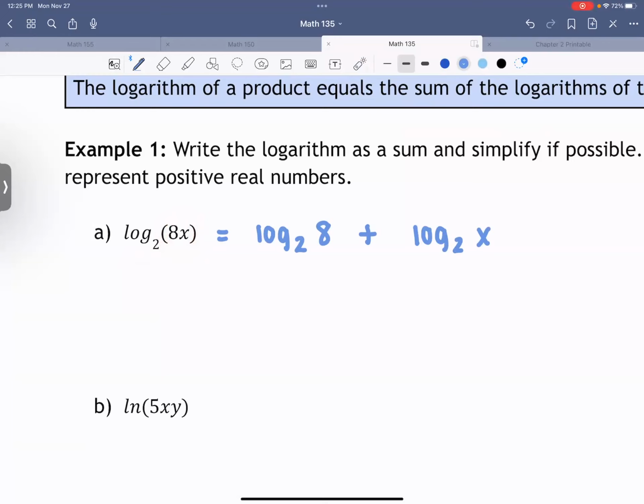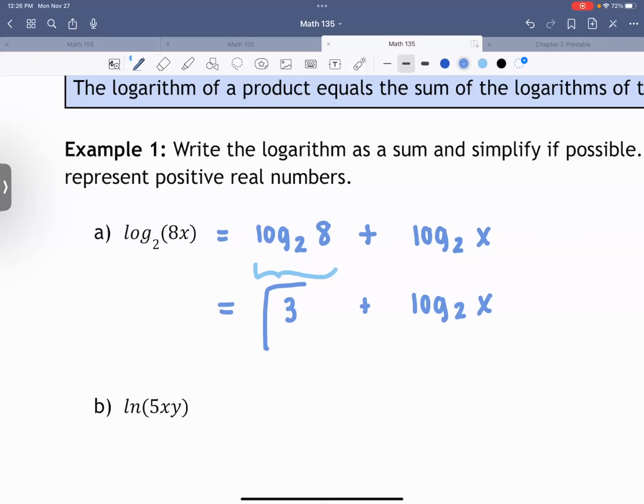Now, I'm actually not done with this problem because I can simplify something over here. I have log base 2 of 8. Is there a way I can write that as just a number? What number is it? Yeah, 2 to the third power equals 8. So this is actually just 3. Okay, 3 plus log base 2 of x.